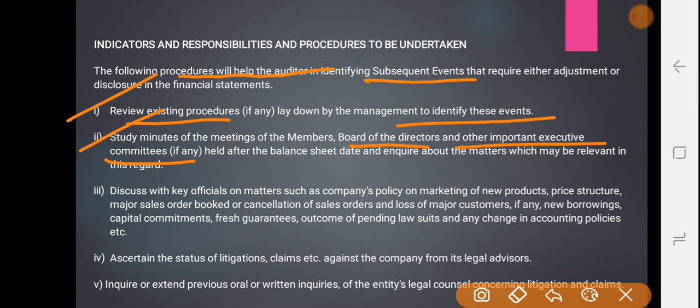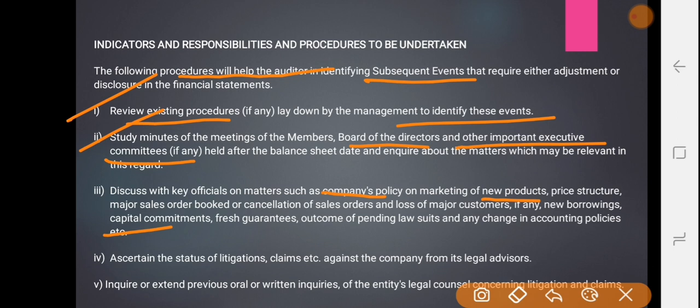Then discussion with the key officials on matters such as the company's policies on marketing of new products, price structure, major sales orders booked or cancellation of sales, and loss of major customers if any. Also new borrowing, capital commitments, fresh guarantees, outcome of pending lawsuits, and any changes in accounting policies, etc., will lead to the occurrence of a subsequent event. Then ascertaining the status of litigations, claims, etc., against the company from its legal advisors.